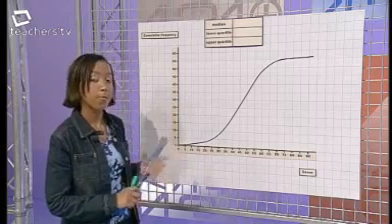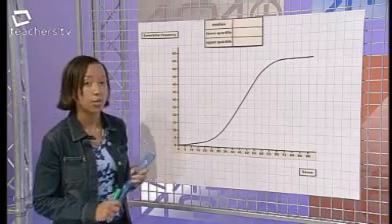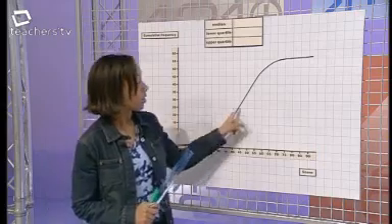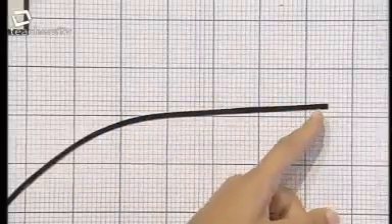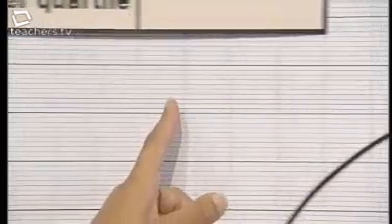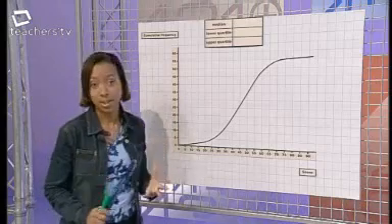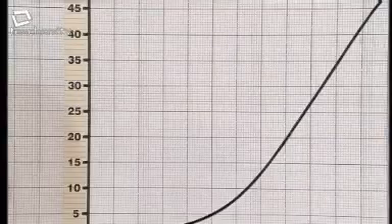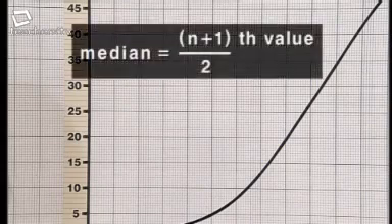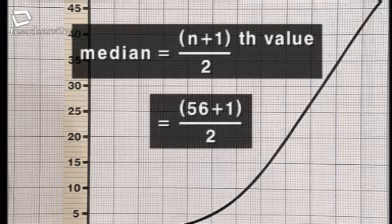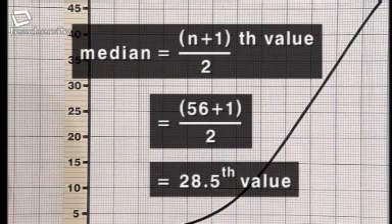To estimate it from the graph, first find the total number of values in your data. That's the highest value the curve reaches up the vertical axis. If I read back to the vertical axis, that's 56. Next, find the position of the middle value. Strictly speaking, you do that by using this formula, where n is the total number of values. In this example, n is 56, plus 1 gives 57, divided by 2, which is 28.5. The median is the 28.5th value.